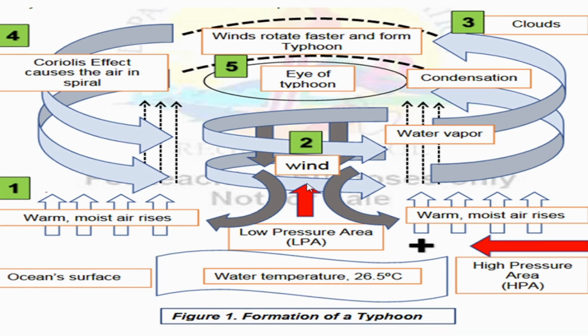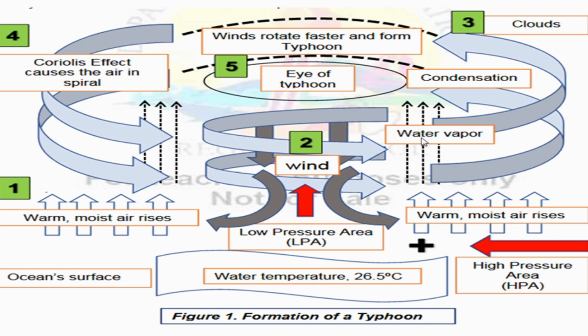Ang second ingredient is the wind. Number two, the wind. Kailangan po meron po tayo ditong cool air na papunta po dito sa mainit na lugar na ito. Okay? Dito po sa ocean surface na mainit. Kapag po naghalo yan, magkakaroon po siya ng warm, moist air rises. Nangangahulugan po, ito pong warm, moist air na to, tumataas po to in the form of water vapor.